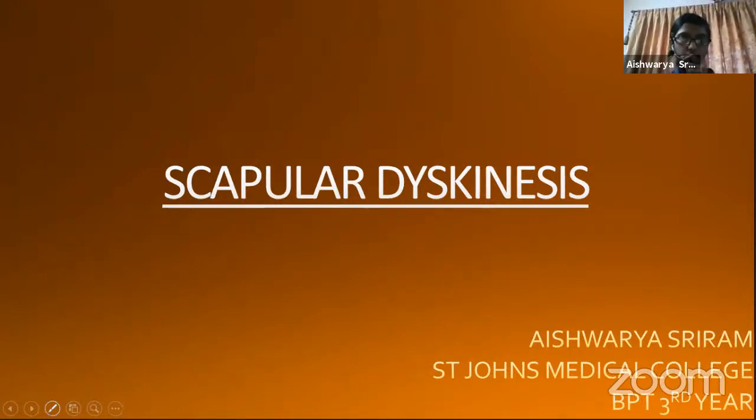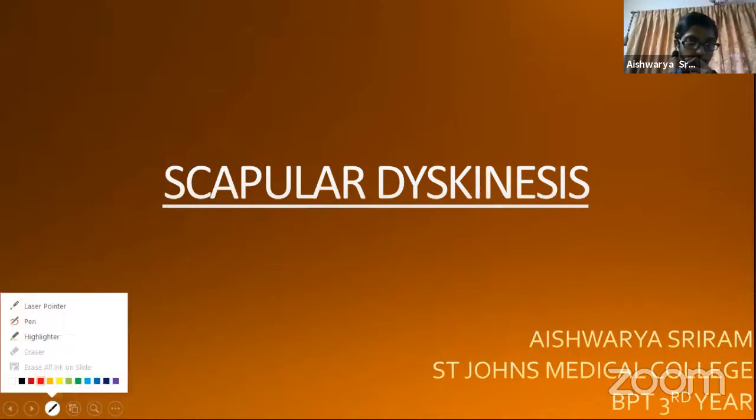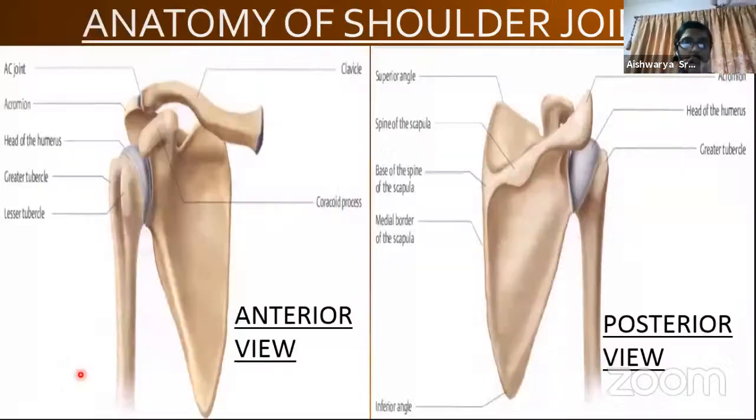So the topic for today is scapular dyskinesis. Before going into the topic, let us have a look at the anatomy and the biomechanics of the scapula and the shoulder joint. The scapula is a long, flat bone, also known as the shoulder blade, and it is one of the major bridges between the cervical spine, which is our neck, the thoracic spine, and our shoulder joint. It provides stability as well as mobility to the neck and the shoulder joint.